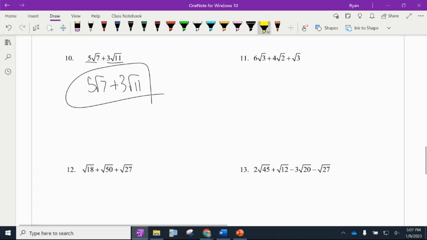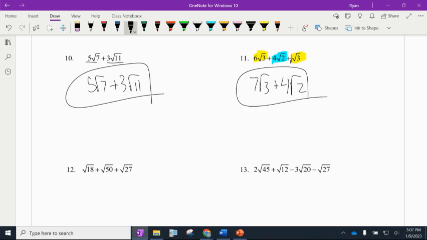In number 11, we have this 6 square root of 3 and 1 square root of 3. Those can combine to give us a 7 square root of 3. Remember, there's a 1 in front of that one. However, then there's this 4 square root of 2. Neither the 3 nor the 2 can break down at all. Because they're different from each other, we can't combine them. So number 11 is going to look like that.